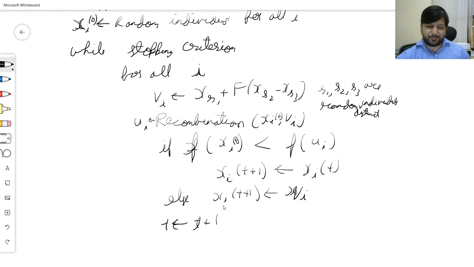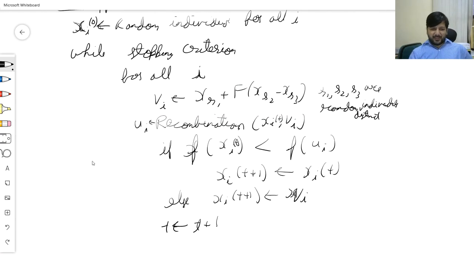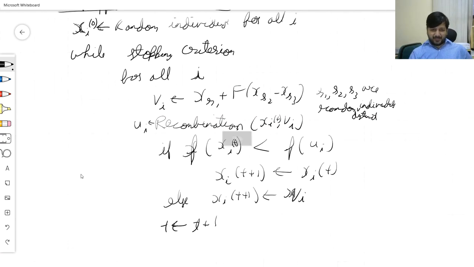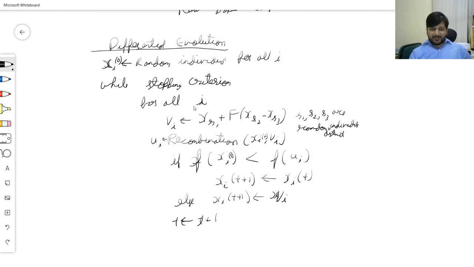So, pretty simple algorithm. All that you really are doing is creating a random vector which acts as a donor, and then the donor gives some of its genes to a parent to produce a candidate vector. The child fights with the parent, and the better of the two survives. As simple as that. An extremely simple algorithm.